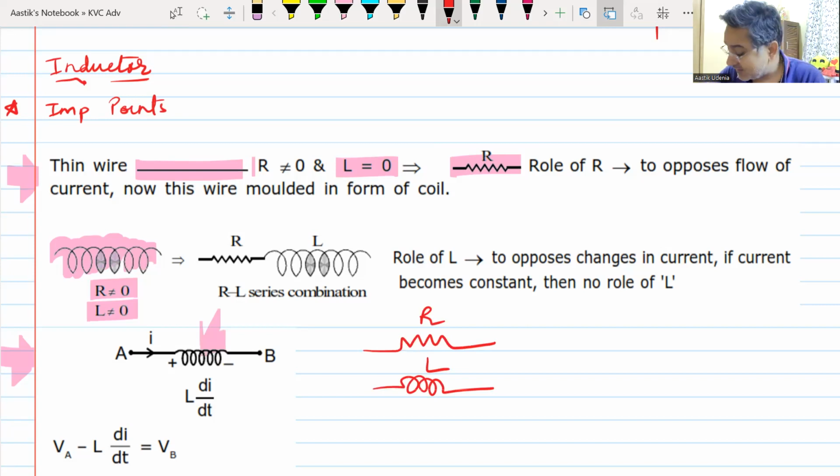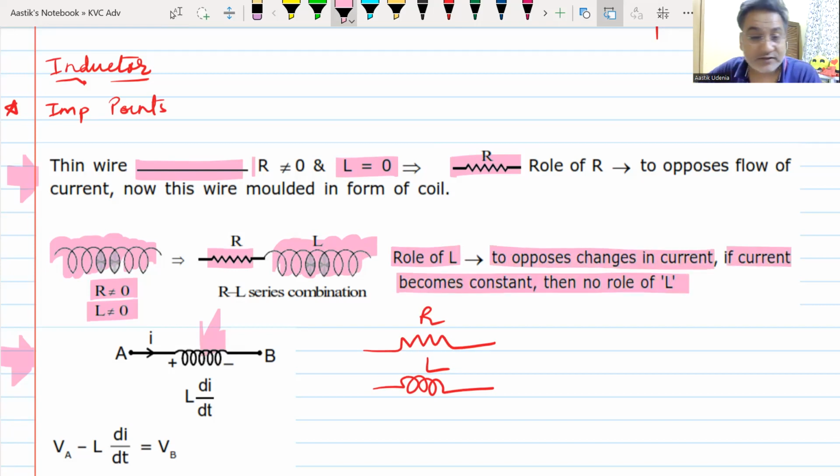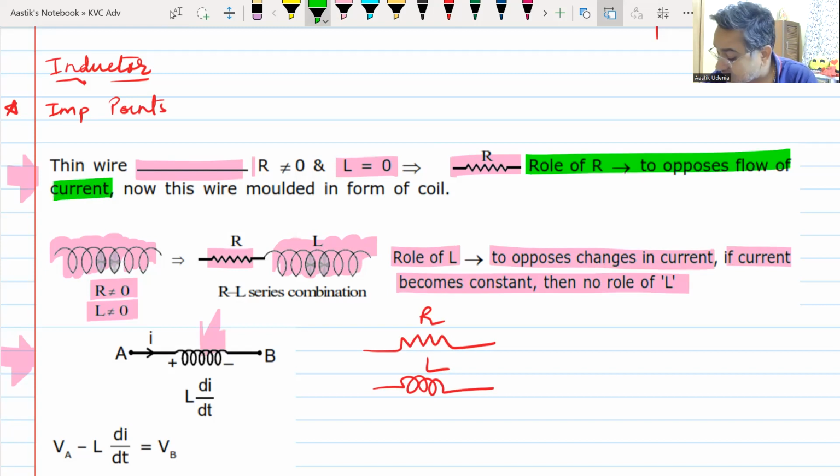So whenever we have an inductor, this inductor will always have some resistance. Do we understand this? Because this is made up of a wire, and wire always has resistance. Do we understand this? Yes. What is the role of L? Inductance is to oppose the change in current. If current becomes constant, then there is no role of L. Do we understand this? Yes. What is the role of R? It is to oppose the flow of current.